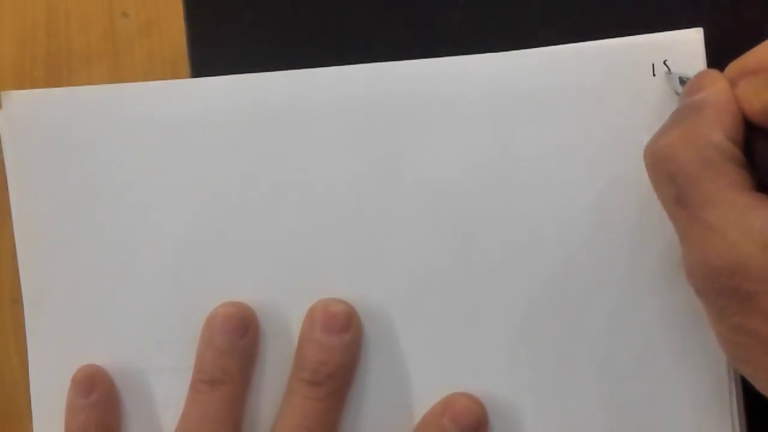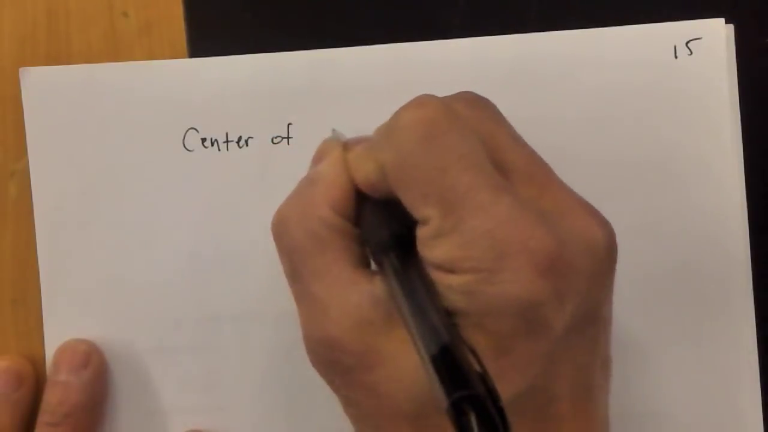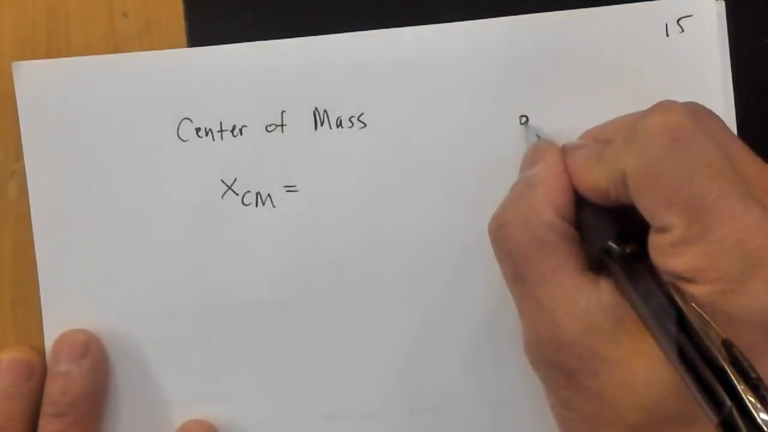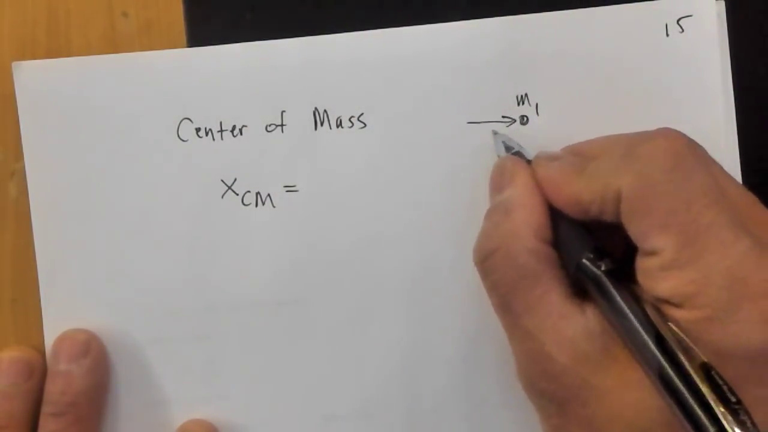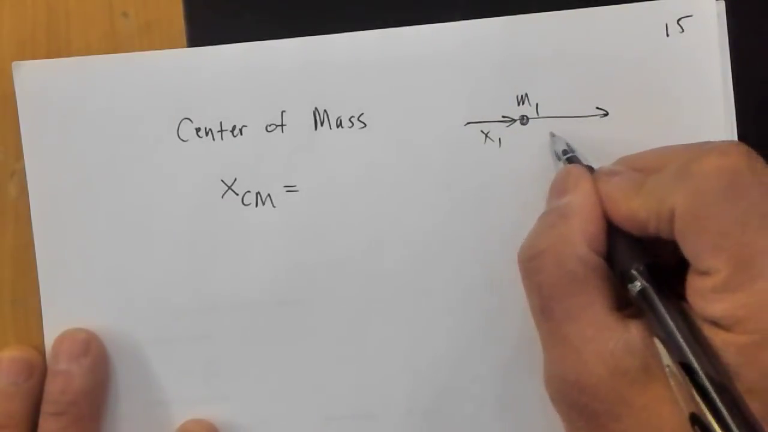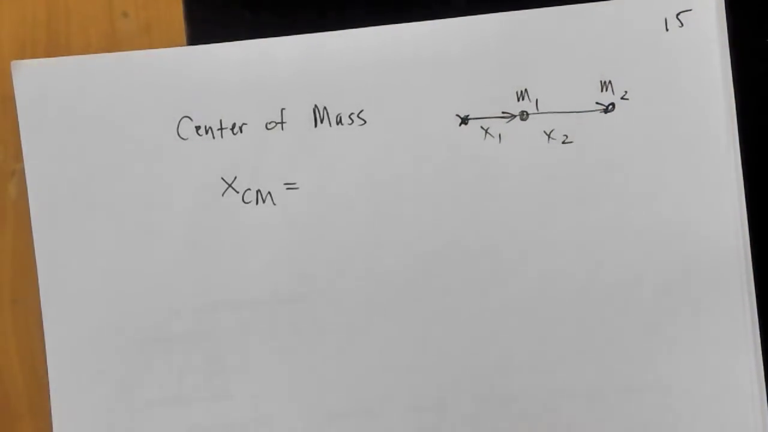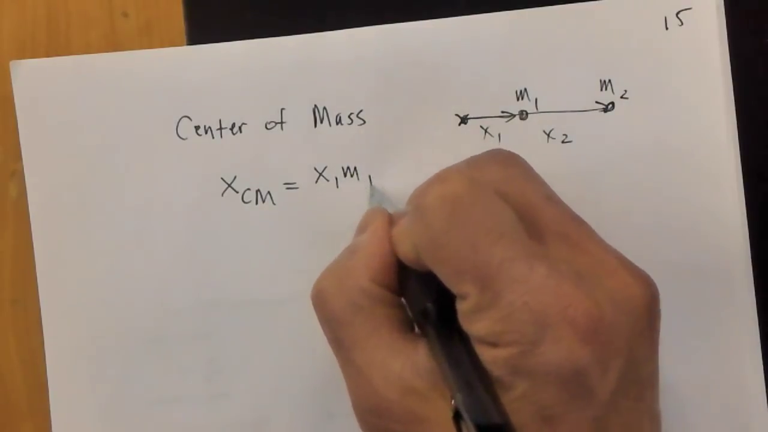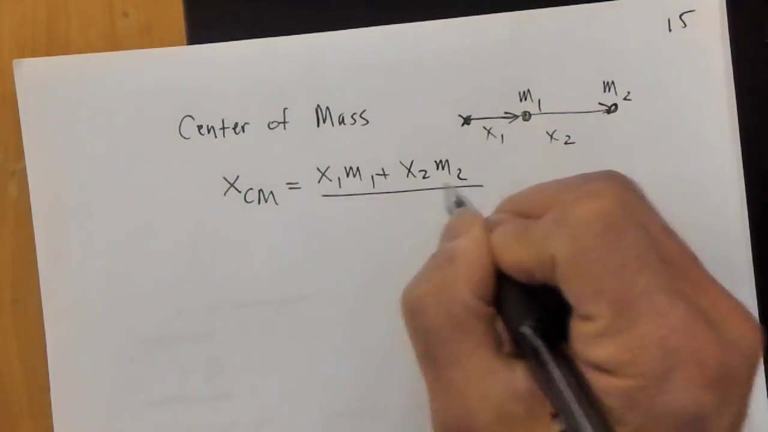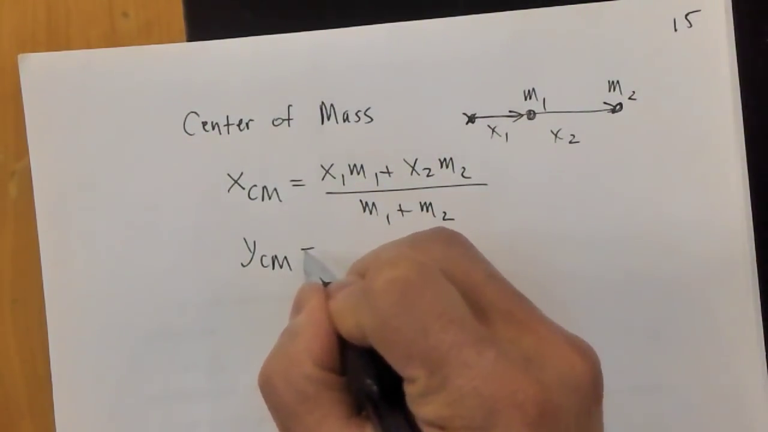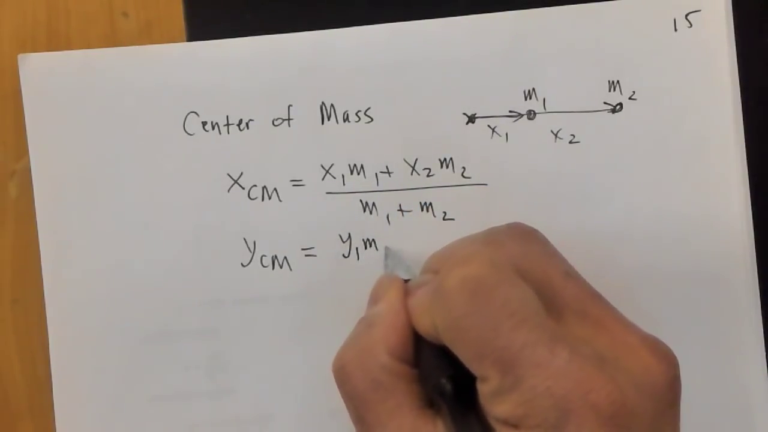Now, I neglected to mention about the center of mass, so let me just, because this is supposed to be a comprehensive review, right? If I have, let's say, the x center of mass, and I have some object with mass m1 at some position x1, and then I have maybe at position x2 a mass of m2 relative to some origin, then it will be x1 m1 plus x2 m2 divided by m1 plus m2, and then you can do the same thing for the center of mass in the y direction.